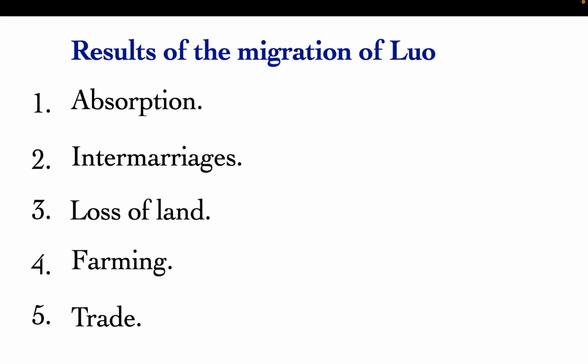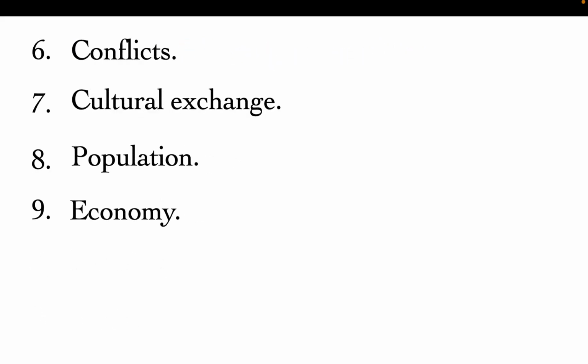They absorbed other people, for example, the Abasuba. They intermarried with their neighbors. Some people lost their land through Luo migration. The occupation of fertile land influenced some of the Luo to adapt farming at a larger scale. The Luo traded with their neighbors, for example, the Abaguse, the Abakuria, the Kalenjin, and the Abaluya.